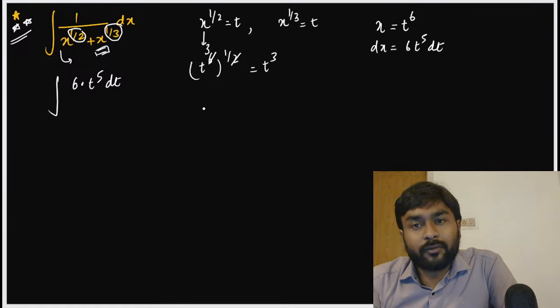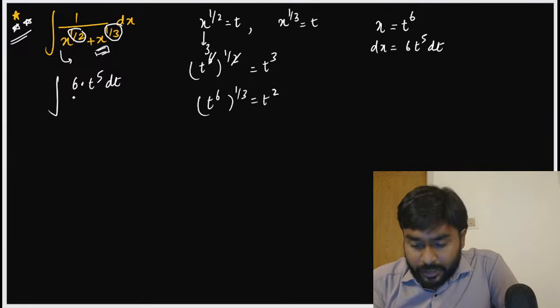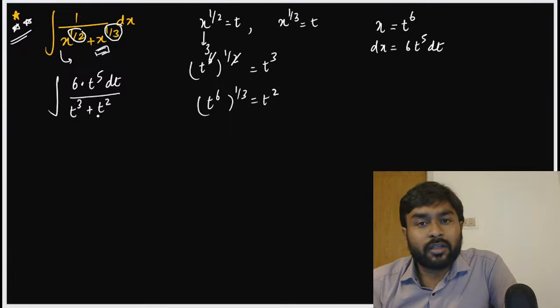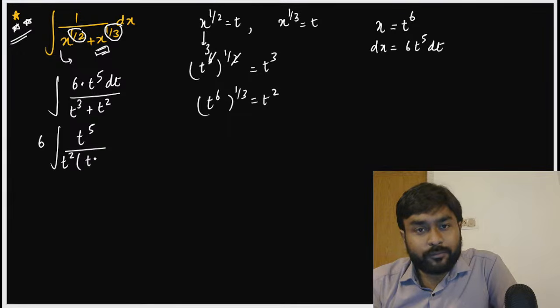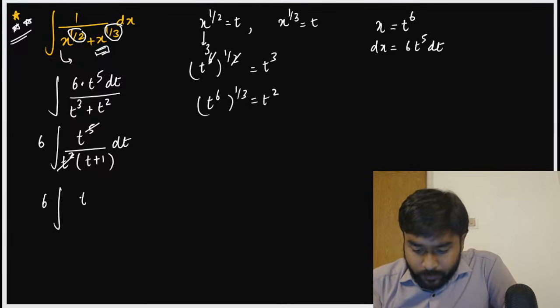Correct? And 1 by 3, how can we write? t power 6 power 1 by 3 will become t square. So these two we can write in the denominator: t square plus t cube. Now t square we can take common. So t power 5, then t square taken common, remaining will be t plus 1, dt. Now t square and t power 5 will cancel. It will become t power 3 divided by t plus 1.